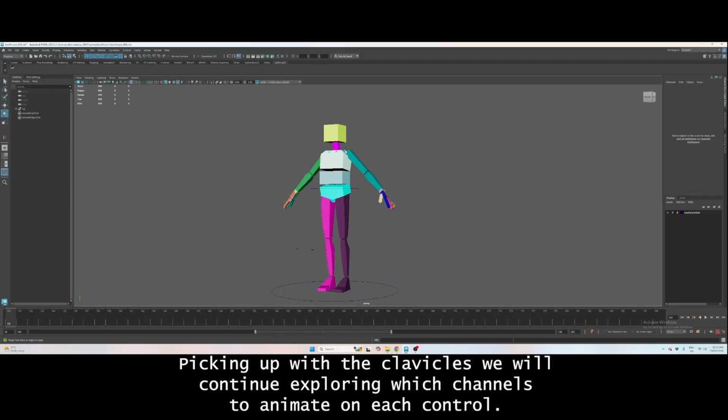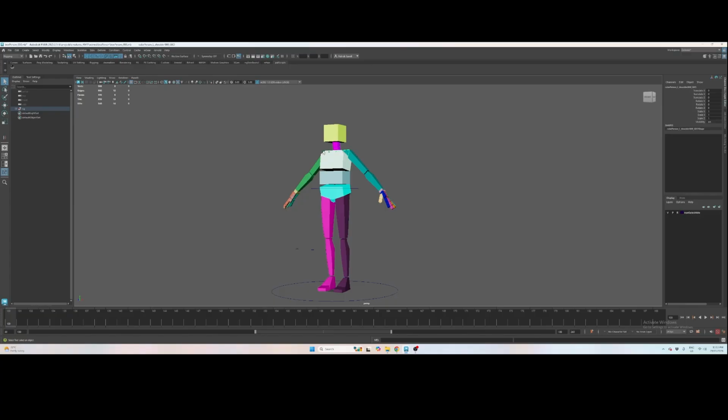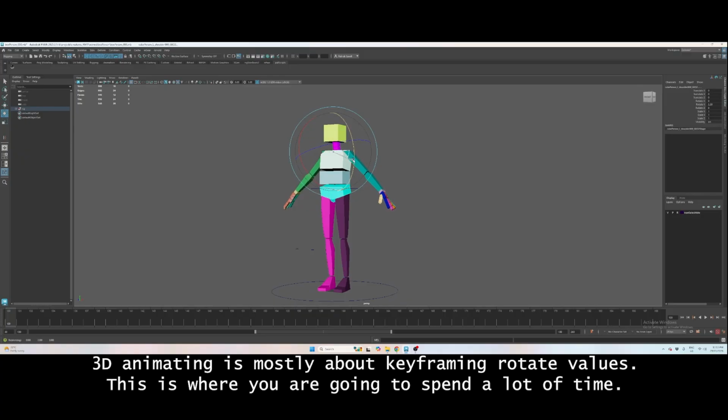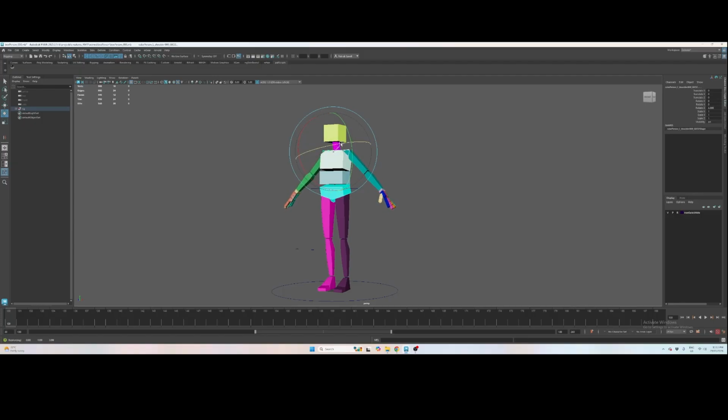We'll move on to the clavicles. So this is kind of an important one because it's a very common mistake that a lot of people make. The clavicles are rotate-only data, and they only have two axes of rotation. They have up and down and forward and back. What they don't have is a twist like this.